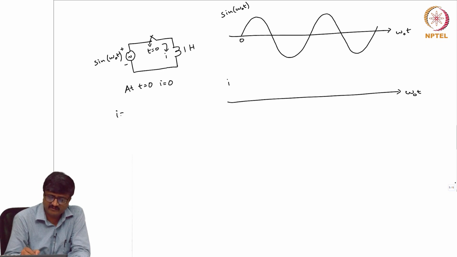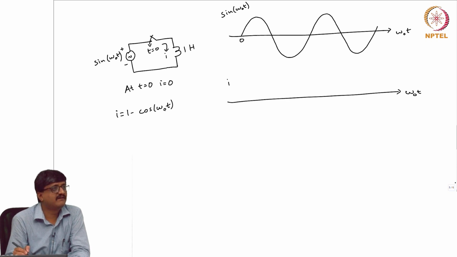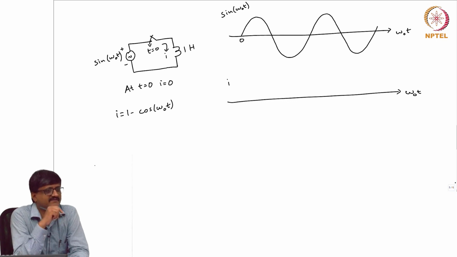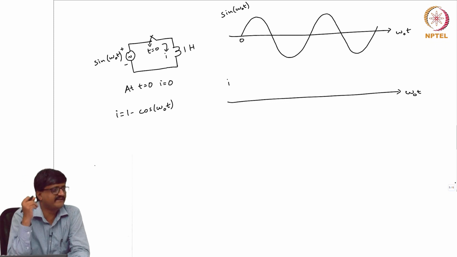So, if I is 1 minus cos omega_0 t, what is the average value? Average value of I is 1. Now, does this go against what we have learnt already? See, in an AC circuit, the current should just lag the voltage by 90 degrees. But it is not just lagging, it is lagging and getting shifted vertically upwards.